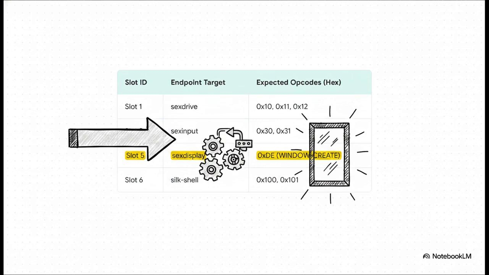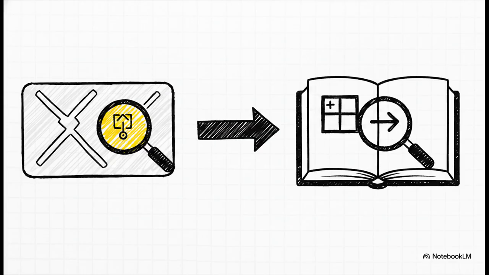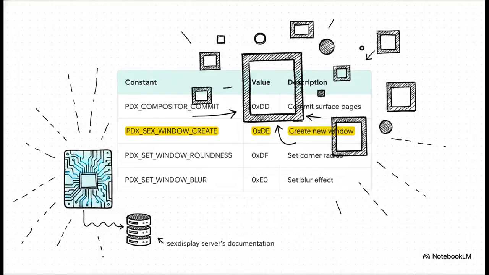But the map gives us another huge clue. It lists the types of messages sex display is expecting, including one for, you guessed it, creating a window. So, what's the exact command for creating a window? The IPC map points us in the right direction with that code, 0xDE. But to get the full story, we just have to cross-reference it with the server zone official manual. And boom, here it is, pulled straight from the sex display server's documentation. The command pdx-sex window create has the value 0xDE. This is the exact word, the specific opcode that the display server understands means create a new window.